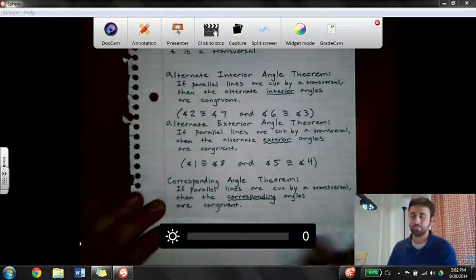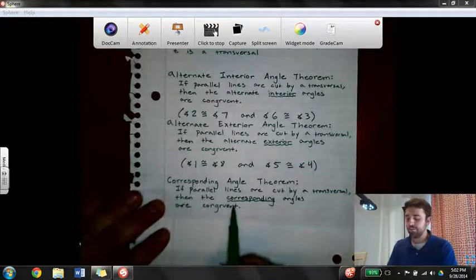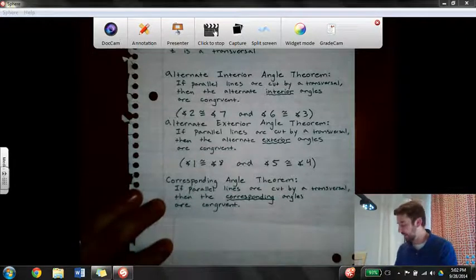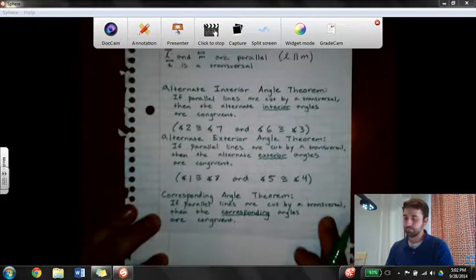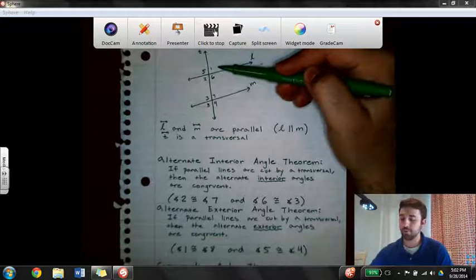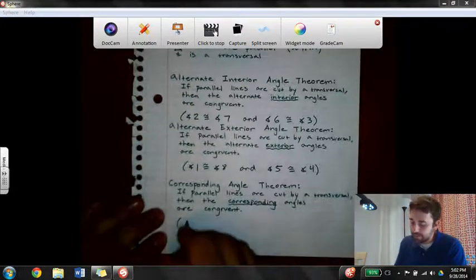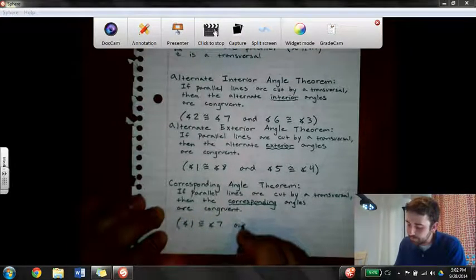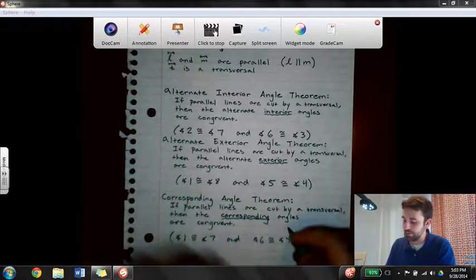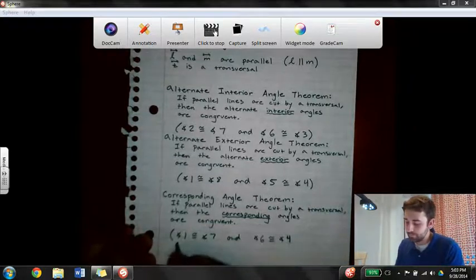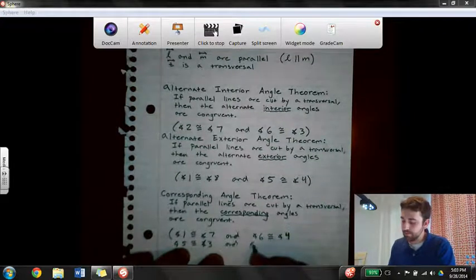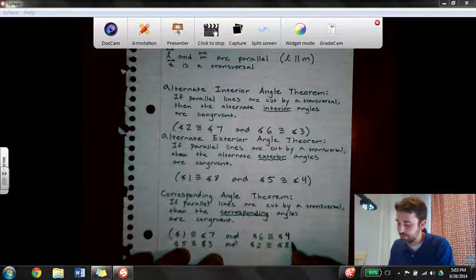The last theorem is the corresponding angle theorem. If parallel lines are cut by a transversal, then the corresponding angles are congruent. So think of the corresponding angles as angles that are matching up together. In our drawing, corresponding here would be the angles 1 and 7. So we would say angle 1 is congruent to angle 7, and angle 6 is corresponding to angle 4, making them congruent. Angle 5 is congruent to its corresponding angle 3, and angle 2 is congruent to its corresponding angle 8.